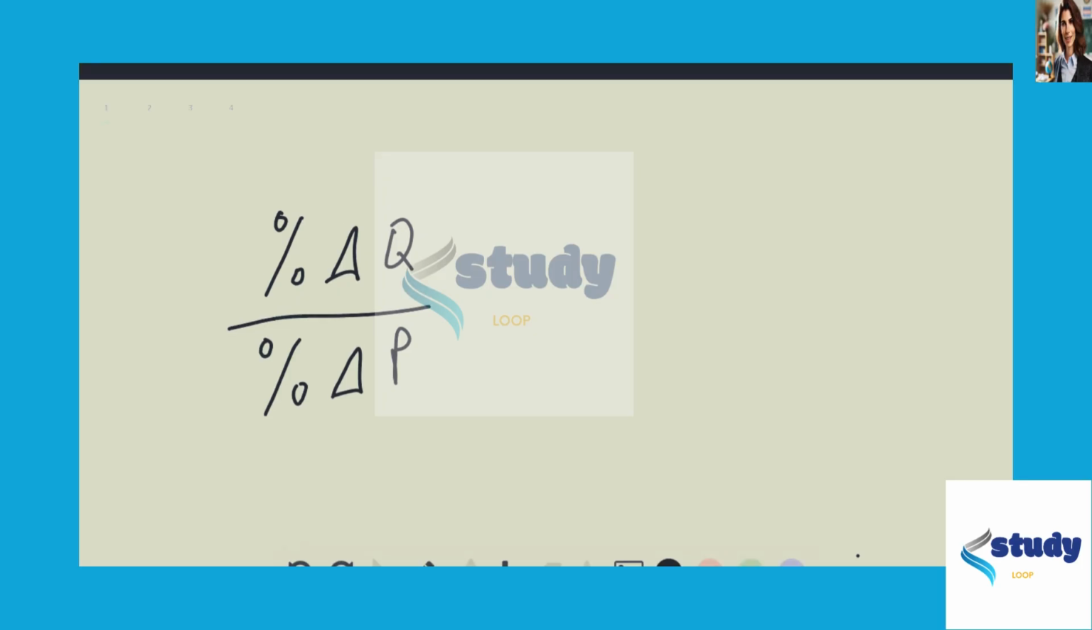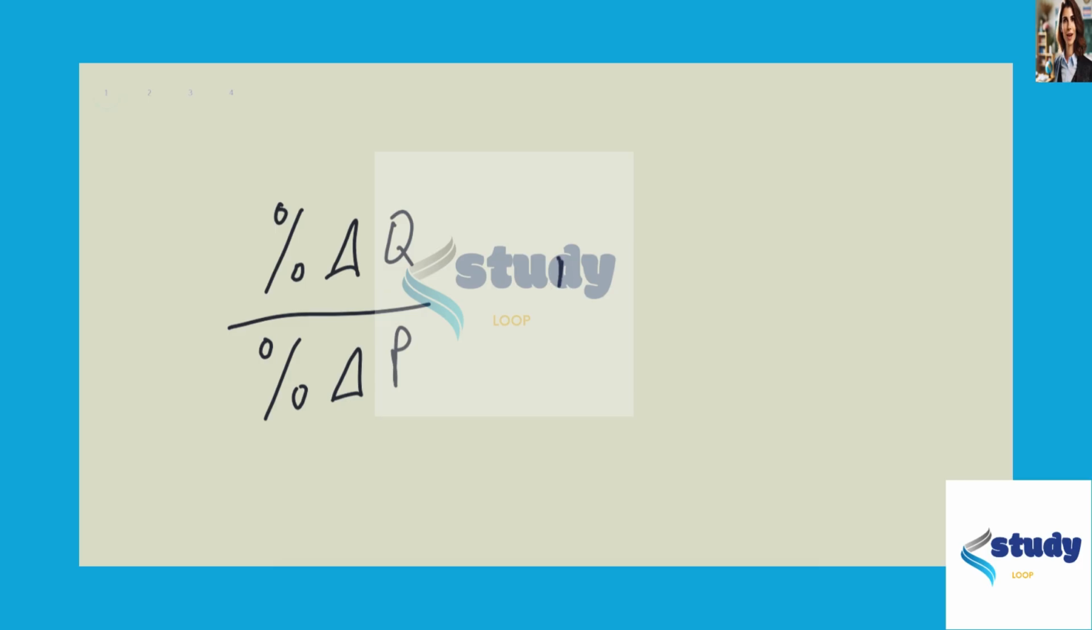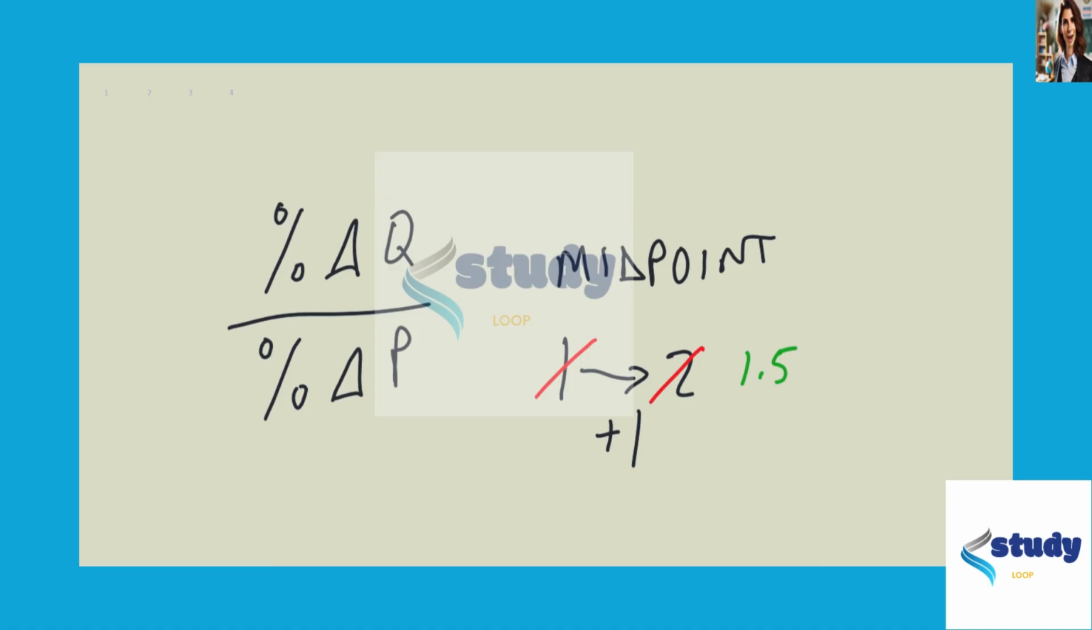For this problem, we need to recall our formula for elasticity, the percentage change in quantity divided by the percentage change in price. And we're also going to be using the midpoint method. How does that work? Essentially, what you do is you take the change. So let's say we move from 1 to 2, right? And that's a change of plus 1. And then when you go to divide, you don't divide by 1, you don't divide by 2. Instead, you divide by the midpoint, which is 1.5, right? Because 1.5 is the midpoint between 1 and 2.